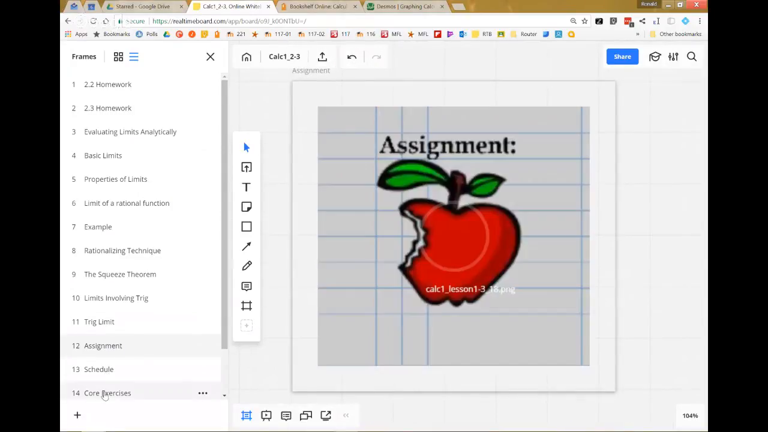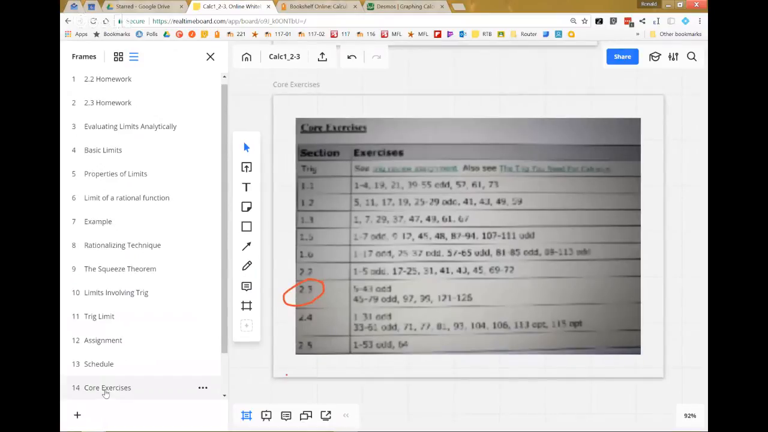So that leads us to the core exercises for 2.3, and here they are. And you've got them on your website, so does anyone have any questions?